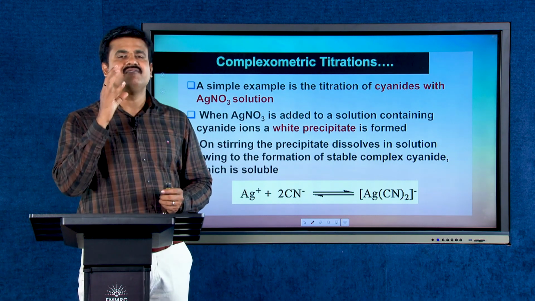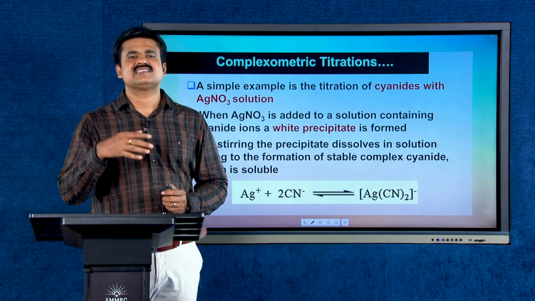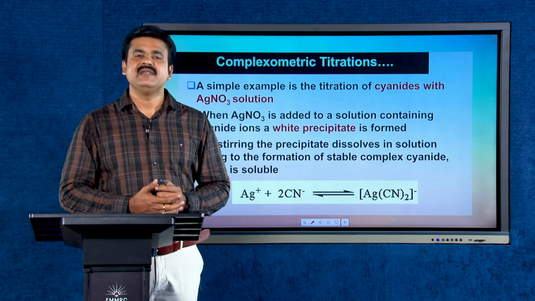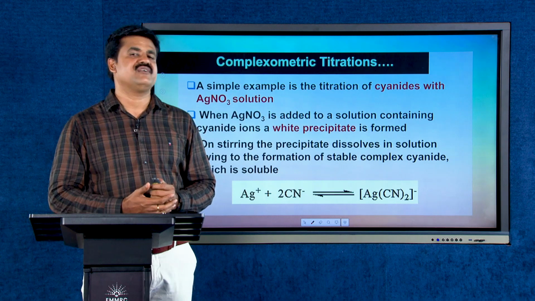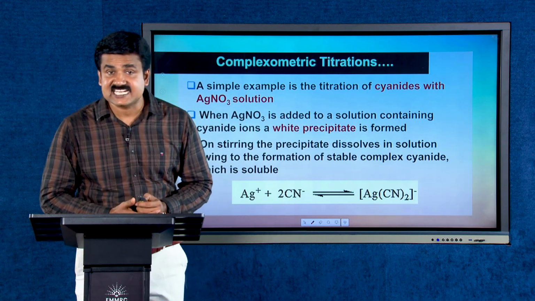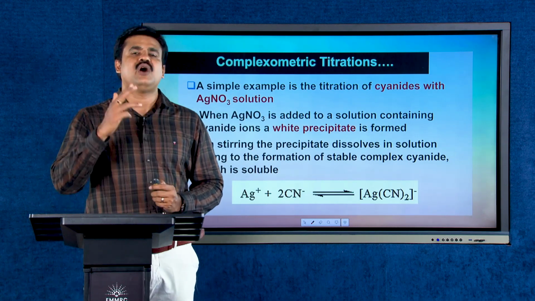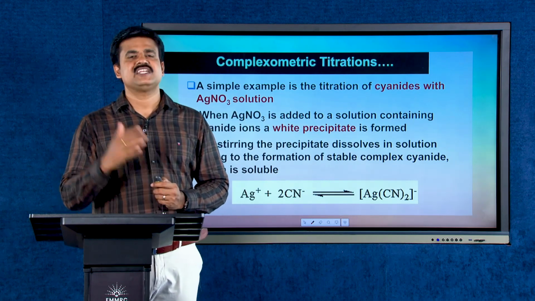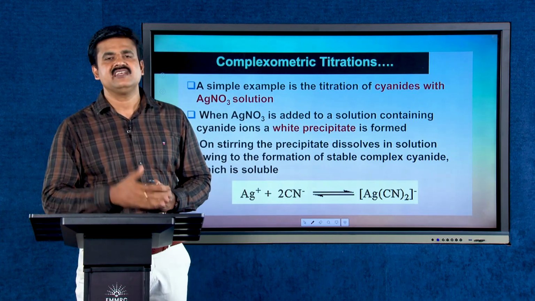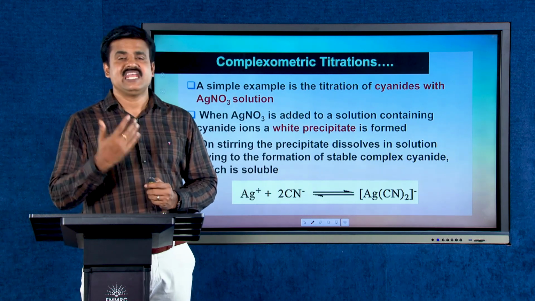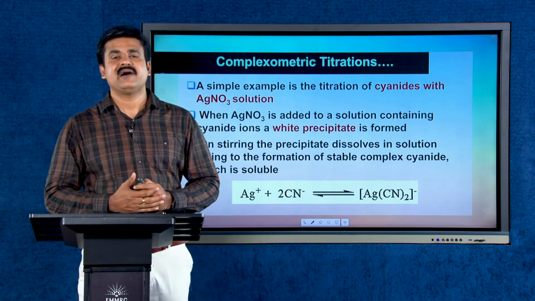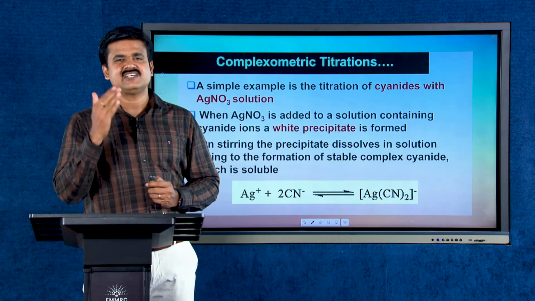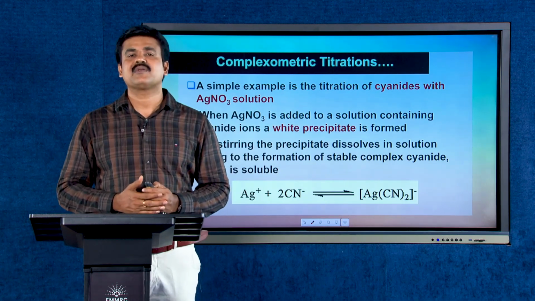Remember, whenever you add CN- ions to a solution of Ag+, there is immediate formation of a white precipitate of AgCN, silver cyanide. You have to continue the addition. Then the white precipitate of AgCN dissolves and a new complex ion, namely Ag(CN)2-, is produced. This reaction is a typical example of a complexometric titration.